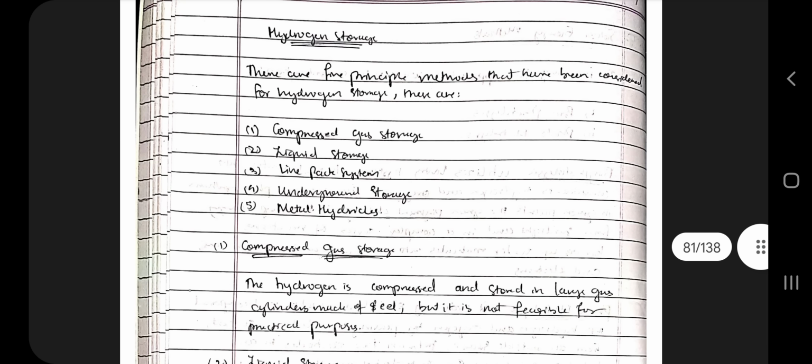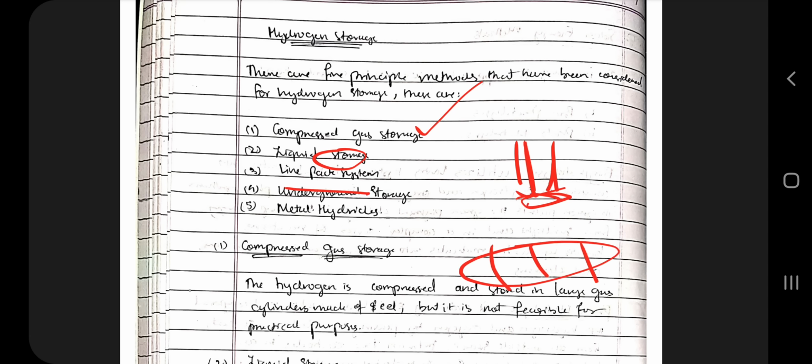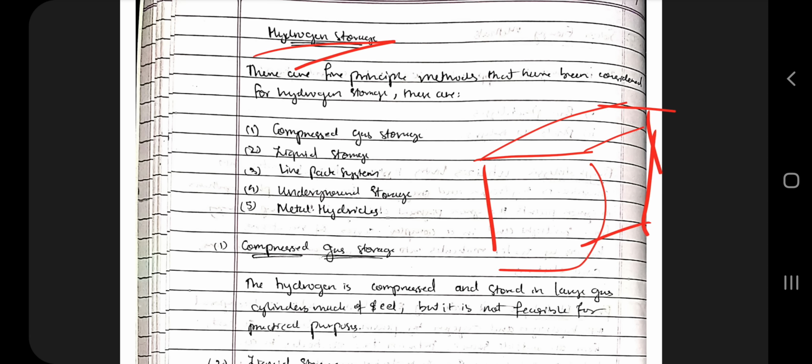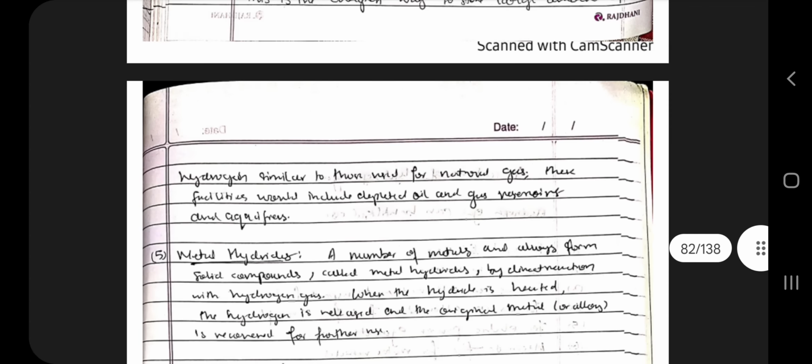Okay. Hydrogen storage, how do you store the hydrogen? Compressed gas, either compress the gas and store, or compress it more and make it liquid, or line pack system, there will be packs in which the line of pack will be there, hydrogen will be stored like that. Also you can store it by digging deep underground and storing there, or store it in metal hydrides, a very strong metal. Inside that metal what will be there? Obviously hydrogen is there, that's what we are talking about, right?